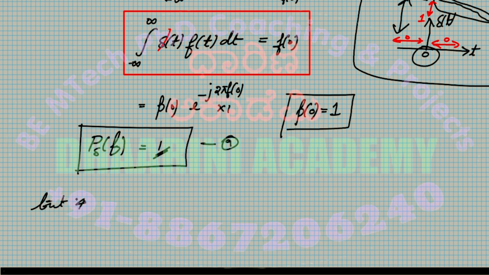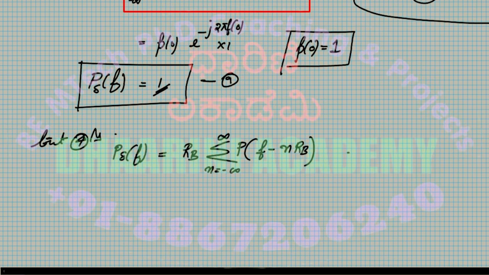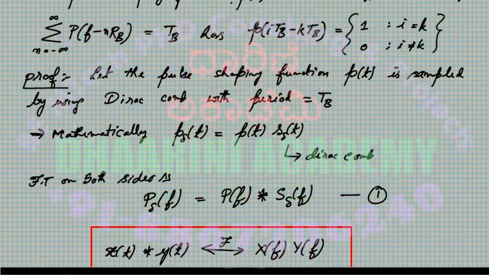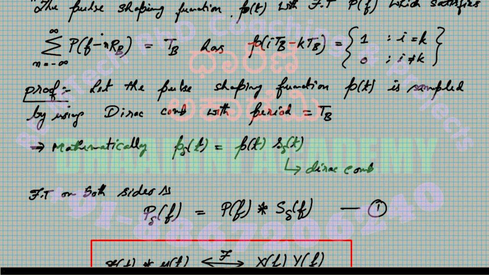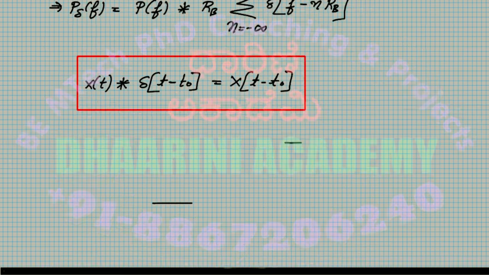But equation 4 says that this is P delta. So on the left hand side of equation 4, I can rewrite this. So 9 in 4 gives, left hand side is 1. 1 is equal to Rb times the summation n equal to minus infinity to plus infinity of capital P of f minus n times Rb. But I think I can bring it into the required format. Let's go back and check the condition. The condition says that the summation of P of f minus n Rb should be equal to Tb. Right now I don't have a Tb over there, I have one.